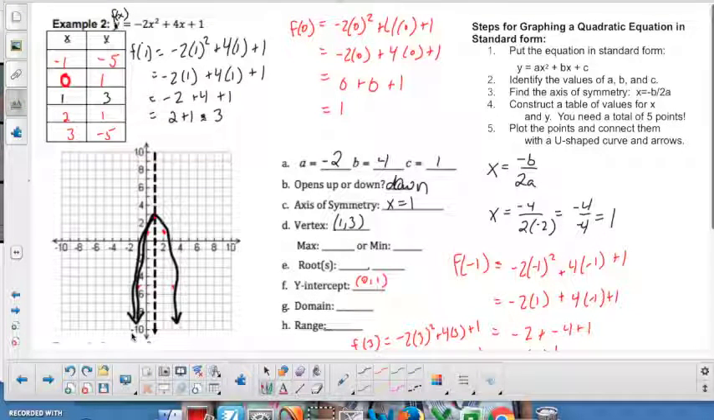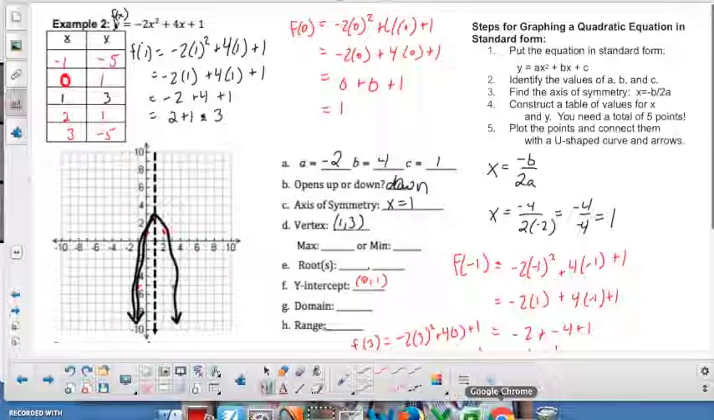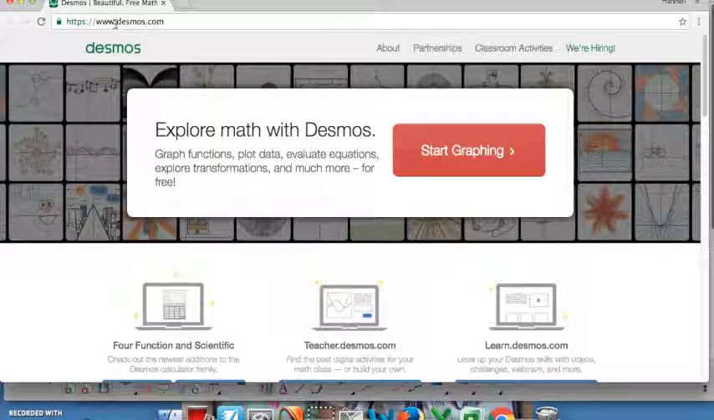There is actually a website that's really nice for graphing these, so you can check your work, and also if you're bad at drawing them like me, you can see what they're supposed to look like. That website is desmos.com, desmos.com.